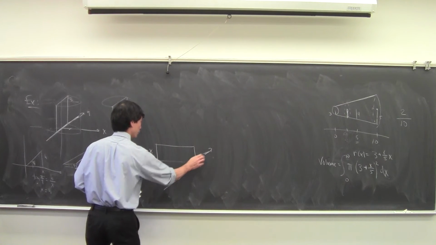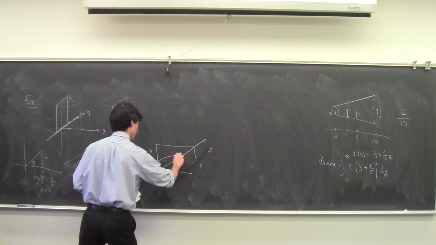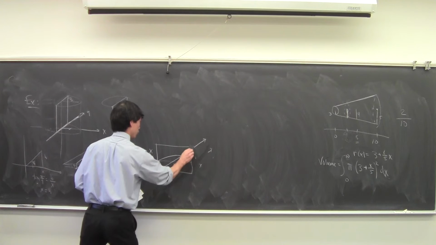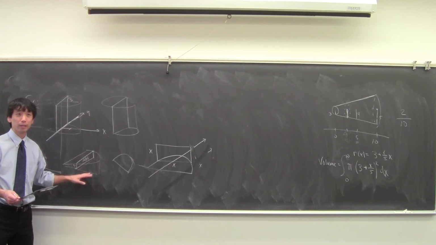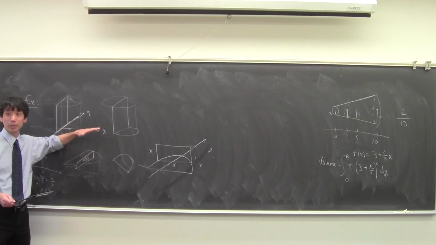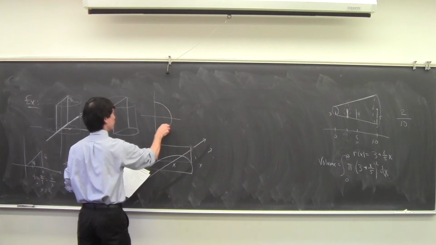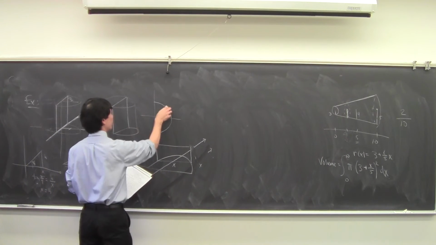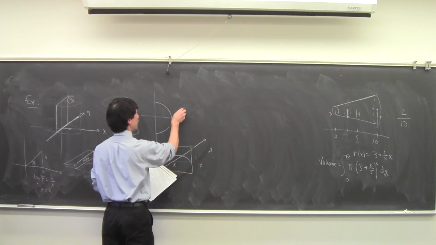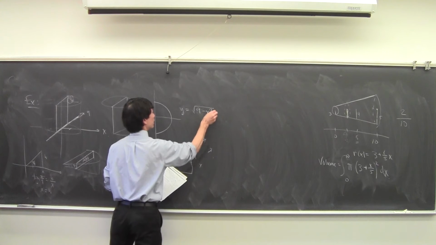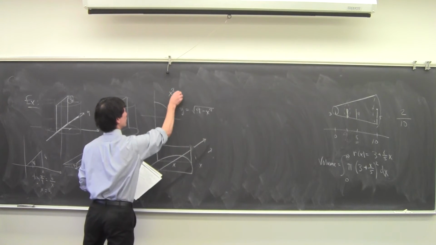And then what's the width, or what's this length here? Look at it from the top. Just now we were looking at it from the side, and we saw that we got this triangle. If you look at it from the top, it's a circle. What's the formula for the circle? Well, it's radius 3. So y is equal to the square root of 9 minus x squared, because x squared plus y squared is equal to 9.